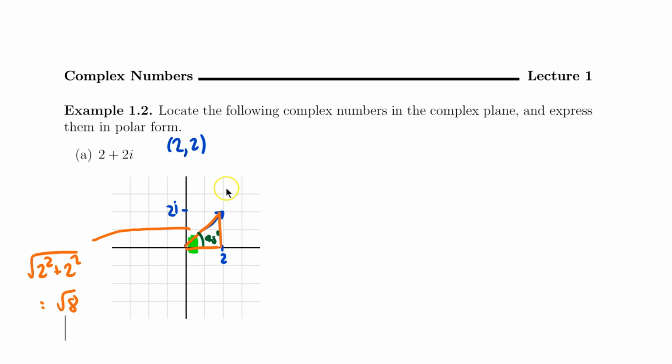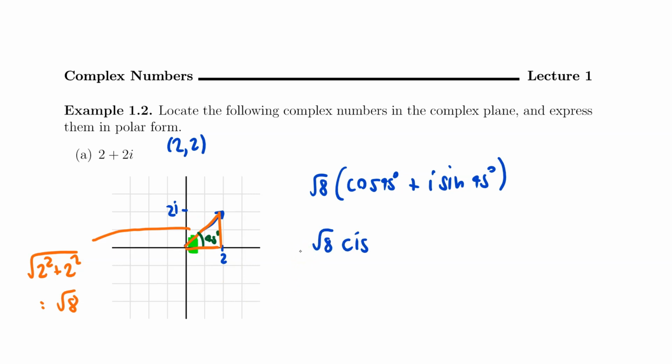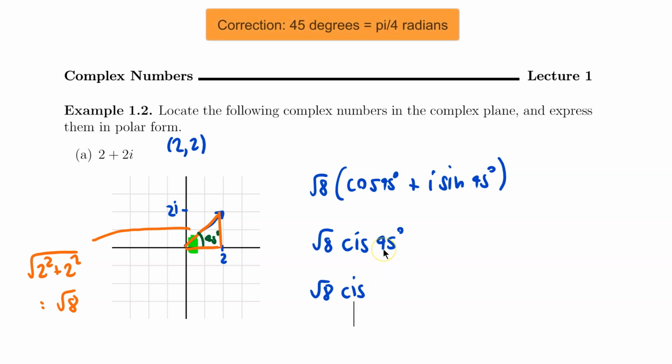So the polar form for this one is going to be square root of 8 times cos... let me actually write it in full first. It's going to be square root of 8 times cosine of theta plus i sine of theta, where my theta here is 45 degrees. Or we can write this in shorthand: square root of 8 cis of 45 degrees. Or we can write this in radians as well. 45 degrees in radians is going to be pi over 8.